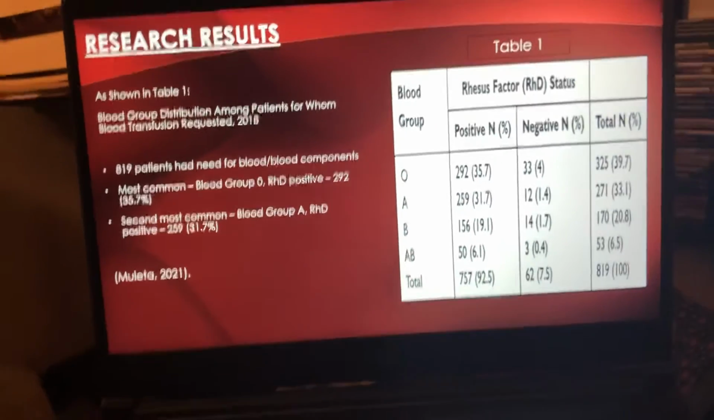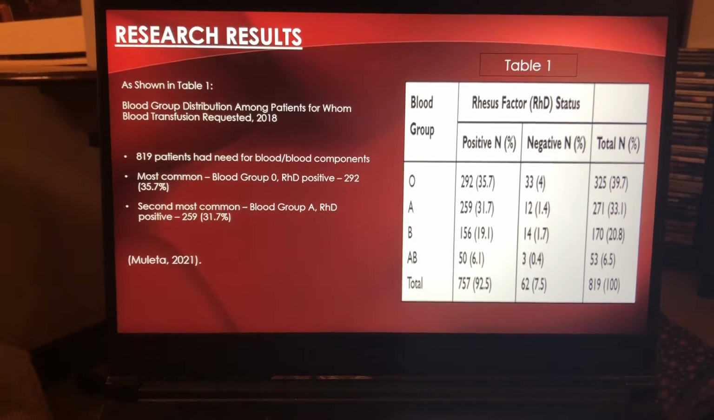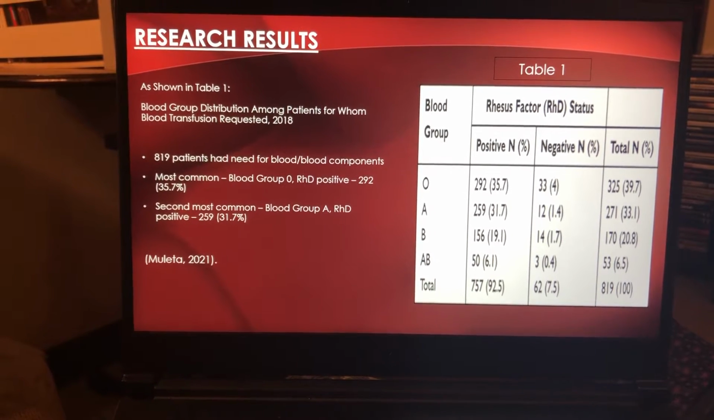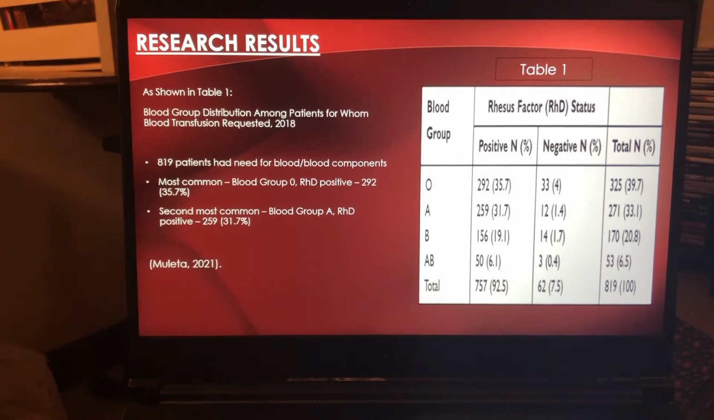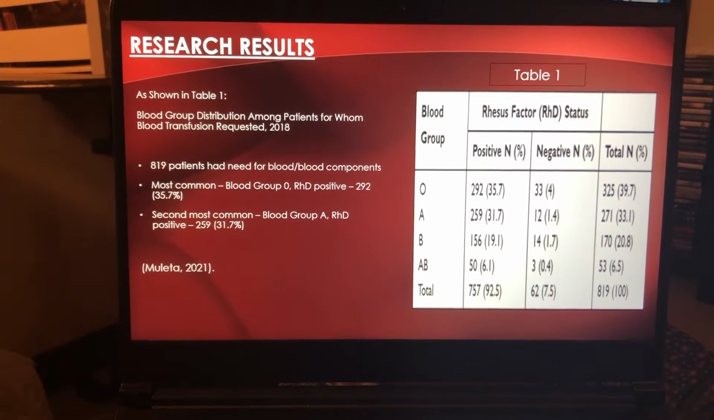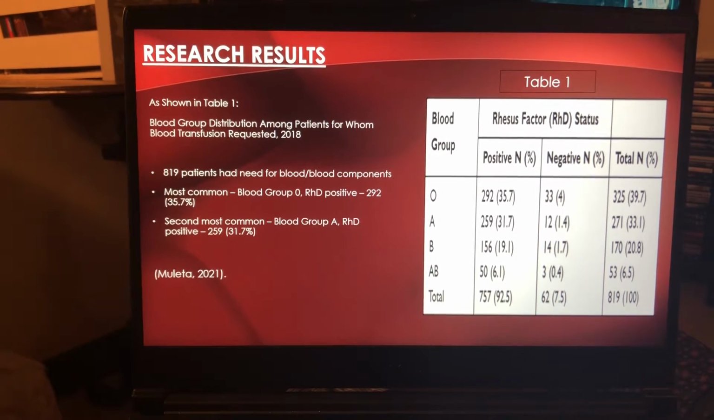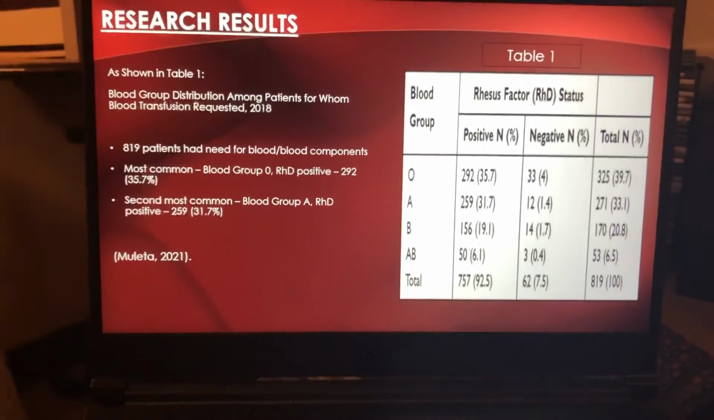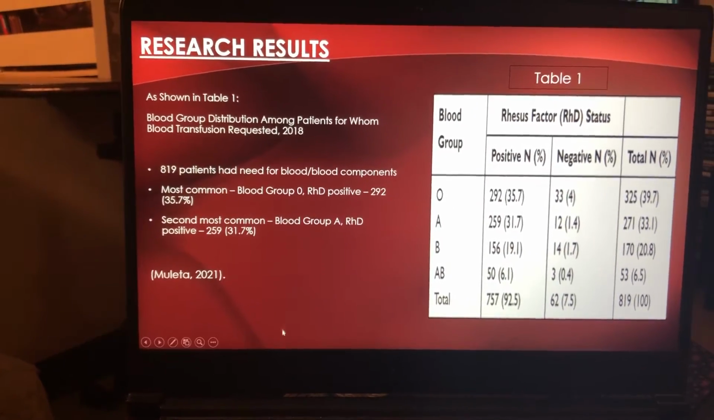So a little bit on the research results. There are several different tables and figures to go over. In Table 1, you see the blood group distribution among patients for whom blood transfusion was requested. 819 patients had need for blood or blood components. The most common blood type was blood group O, RhD positive, of which 292 of that 819, which is 35.7% of those total patients that needed blood transfusions, were that blood group. The second most common was blood group A, RhD positive, which had 259 patients of that 819, which is 31.7%. And as we see in the graph, we see the other blood types and the Rh factors and the total percentages there.